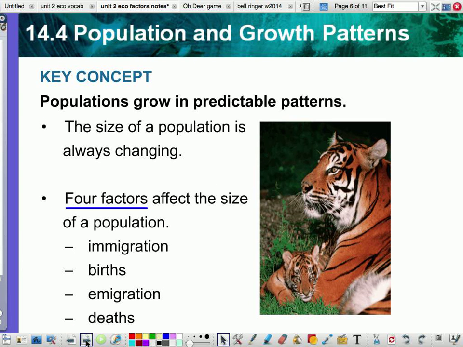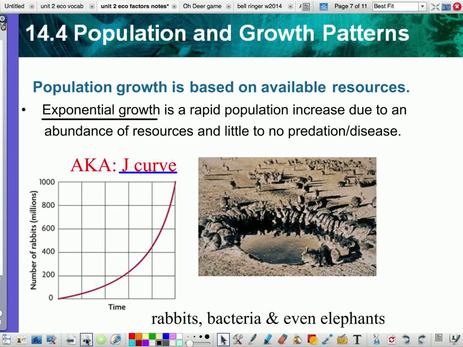What are the four factors that make a population predictable in size? Well, the four factors are how much immigration and emigration is going in and out of the population, and then how many births and how many deaths. Scientists can study all this and obtain that data in field research and then make predictions about the population. So it's very predictable how populations will respond to their environments and their resources.